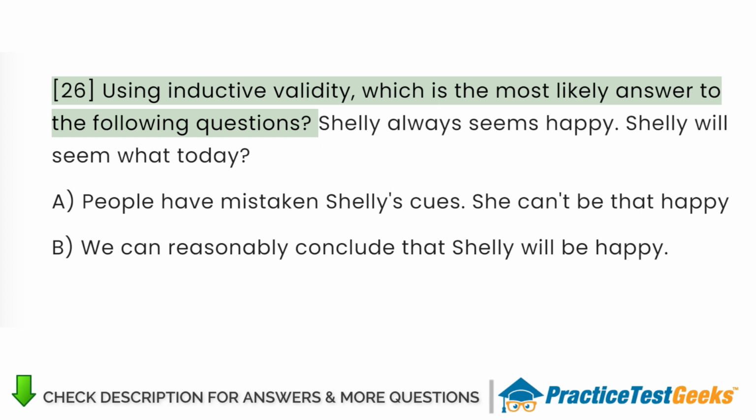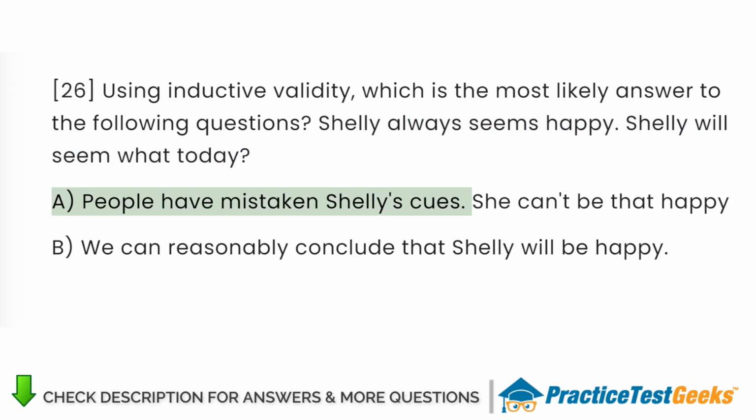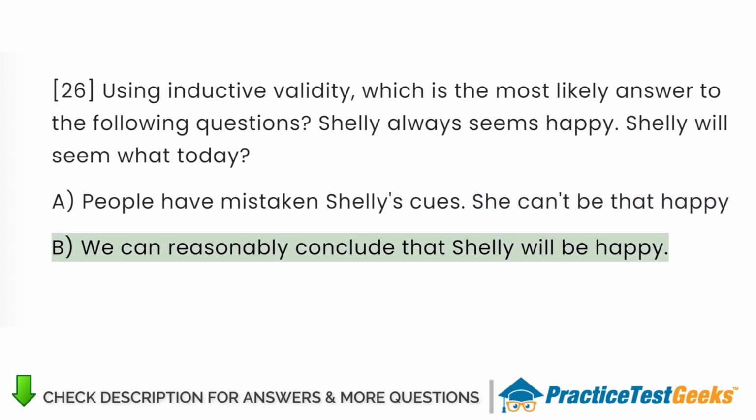Using inductive validity, which is the most likely answer to the following questions? Shelley always seems happy. Shelley will seem what today? A. People have mistaken Shelley's cues. She can't be that happy. B. We can reasonably conclude that Shelley will be happy.